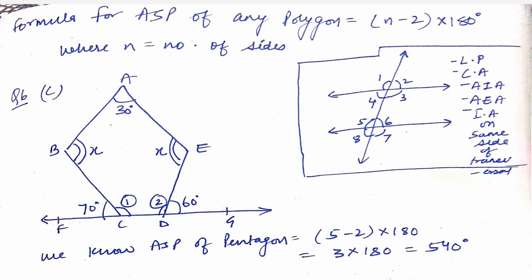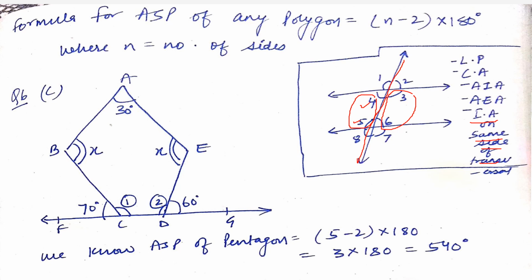Now interior angles on the same side of the transversal. You can see this is a transversal, and this angle 4 and angle 5 are on the same side of the transversal. So we know the sum of these two is how much? 180. Similarly, 3 and 6 are interior angles on the same side of the transversal. Their sum is also 180 degrees. I hope you remember all these things. It was just a small recap for you.